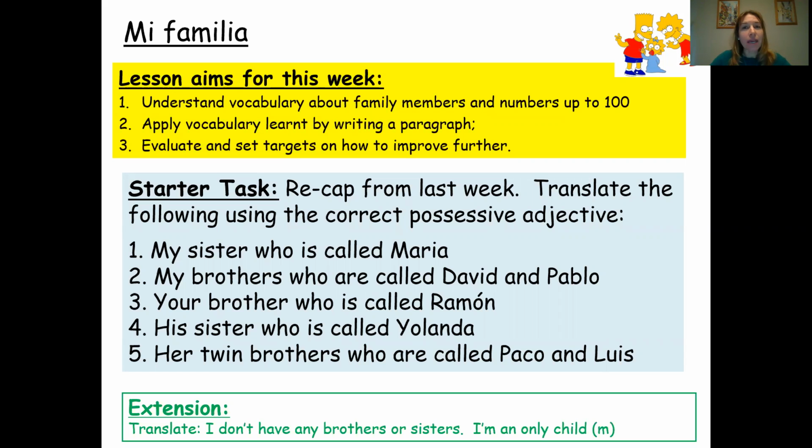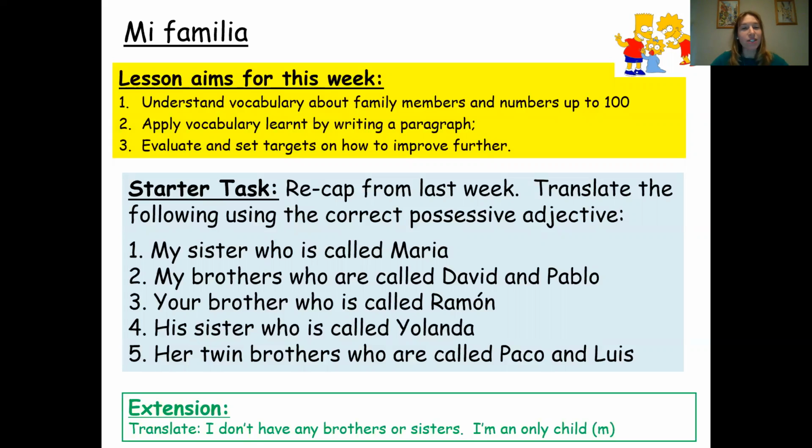So as last week, I will talk you through everything. Please pause and stop the video according to my instructions. Okay, so our lesson aims for the whole of this week are to understand vocabulary about family members and do our numbers up to 100, to apply the vocabulary we've learnt by writing a paragraph, which we'll do in a later lesson, and to evaluate and set targets on how to improve further. And that's really, really important.